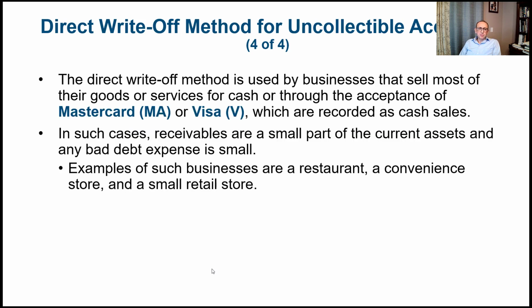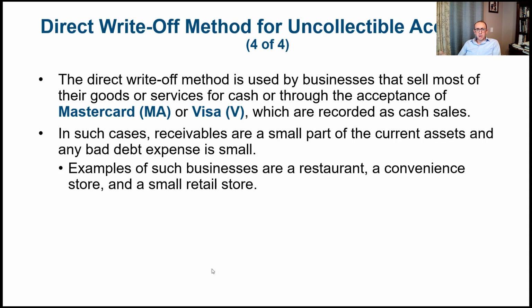The direct write-off method is used by businesses that sell most of their goods or services for cash or through the acceptance of MasterCard or Visa or any form of credit cards, which are recorded as cash sales. In such cases, receivables are a small part of the current assets and any bad debt expense is very small. Examples of such businesses are restaurants, convenience stores, small retail stores. The form of credit they offer to the client is through the bank using the credit cards, but they don't handle the credit themselves.